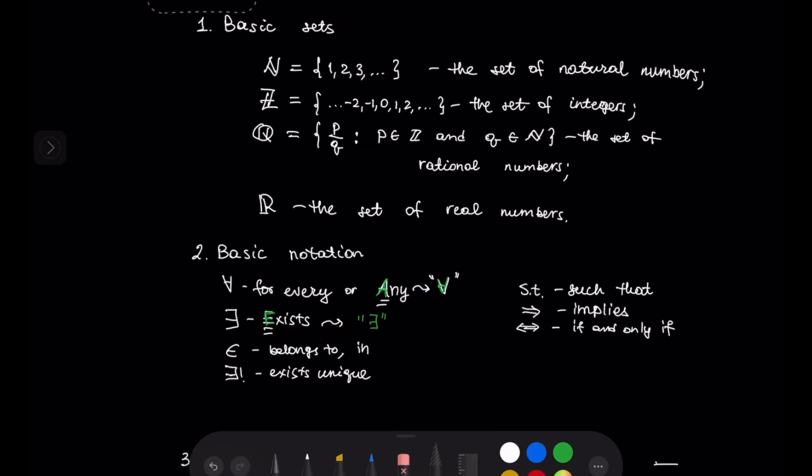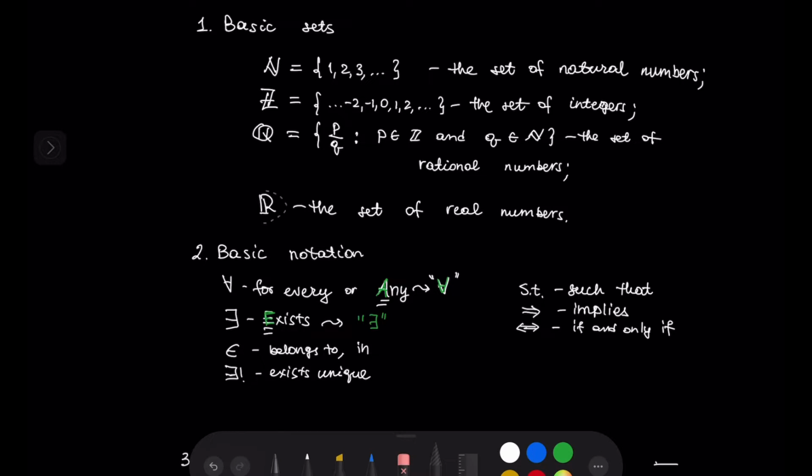So let us discuss some basic sets. The set N consists of the numbers 1, 2, 3, and so on. It is the set of natural numbers. The set Z is the set of all integers, 0, 1, 2, negative 1, negative 2, and so on. Q is the set of all rational numbers, so it's the set of all quotients, p over q, where p is an integer and q is a natural number.